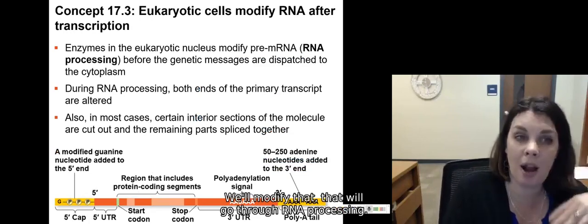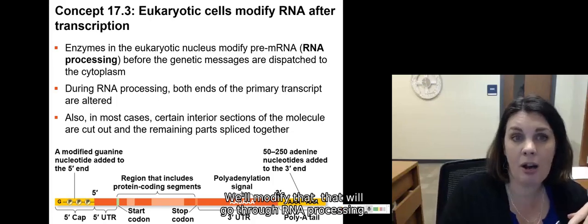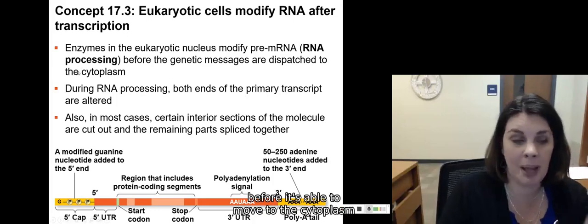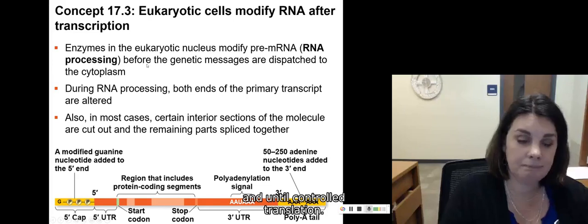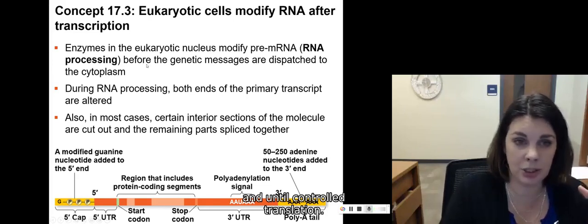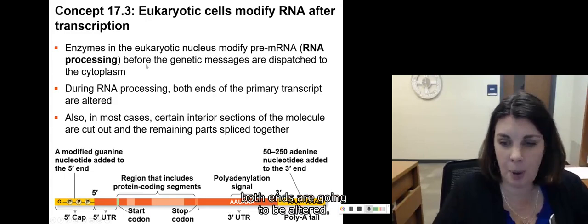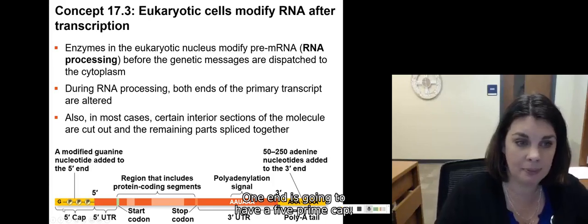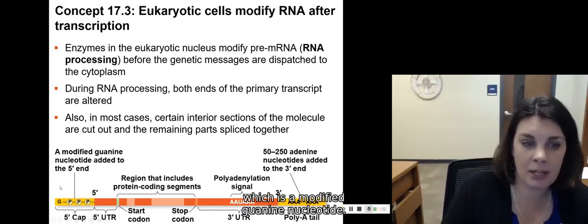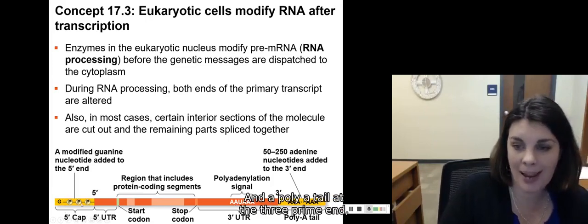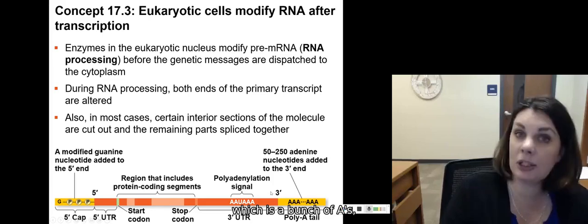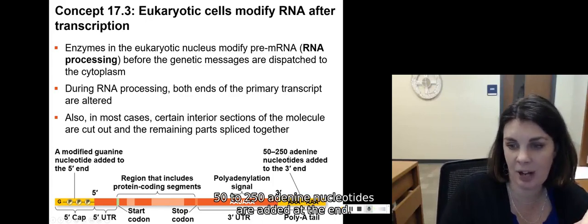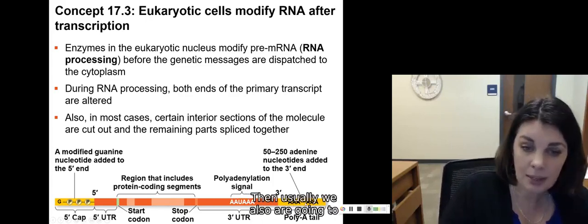So enzymes in the eukaryotic nucleus will modify that. They will go through RNA processing, and it has to go through the RNA processing before it's able to move to the cytoplasm and control translation. So during RNA processing, both ends are going to be altered. One end is going to have a 5' cap, which is a modified guanine nucleotide, and a poly A tail at the 3' end, which is a bunch of A's, a bunch of adenosines. 50 to 250 adenine nucleotides are added at the end.